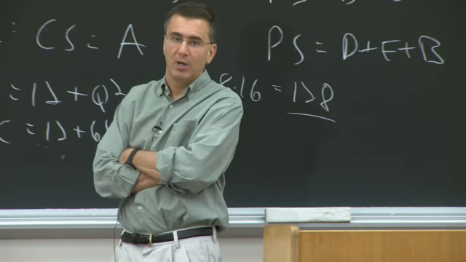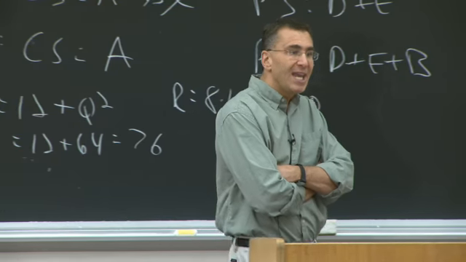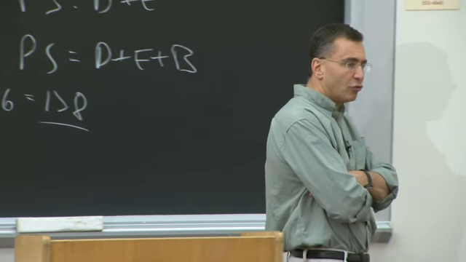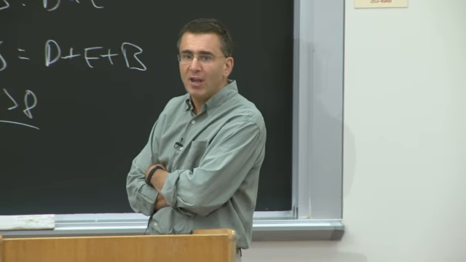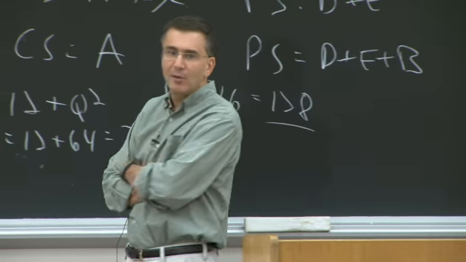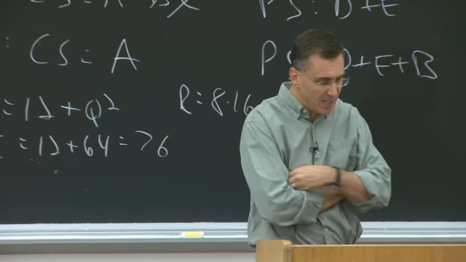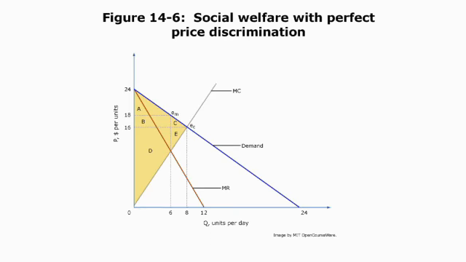And here's the crazy part. It turns out that a price discriminating monopolist maximizes social welfare. A price discriminating monopolist is as good as a competitive outcome. How can that be? Well, let's go to figure 14.6.